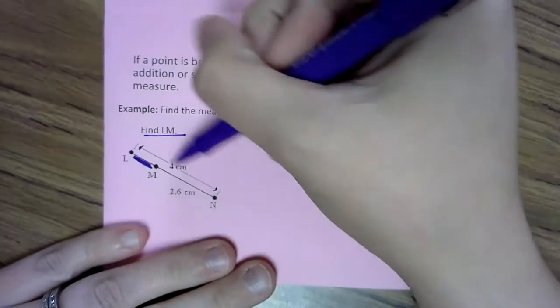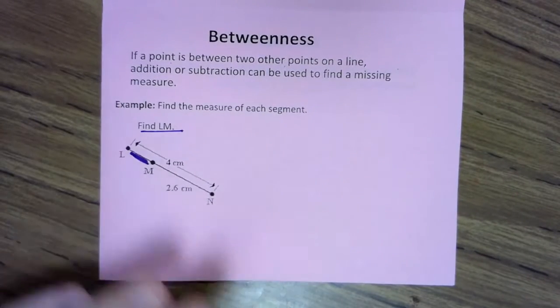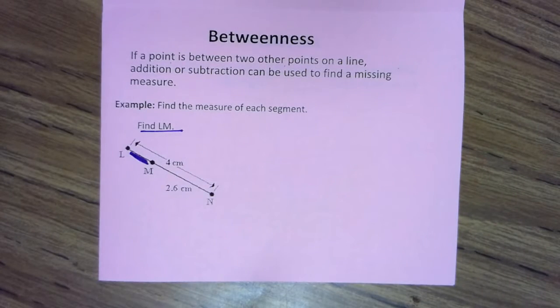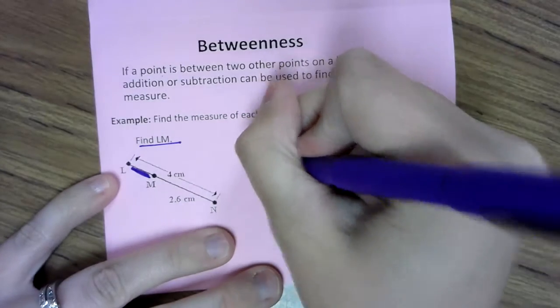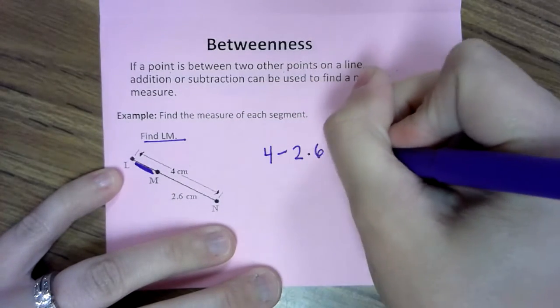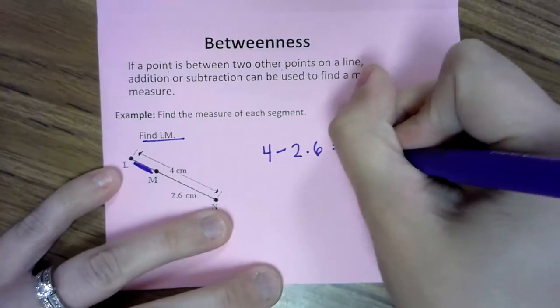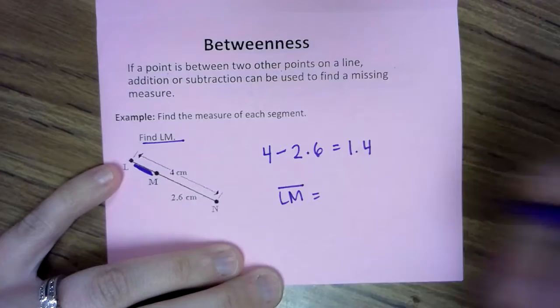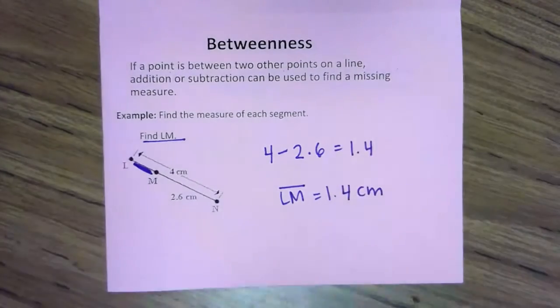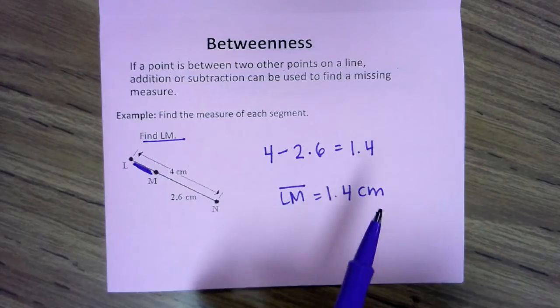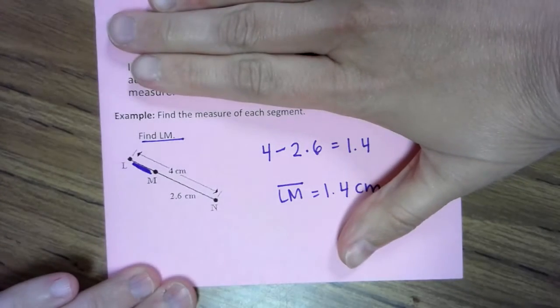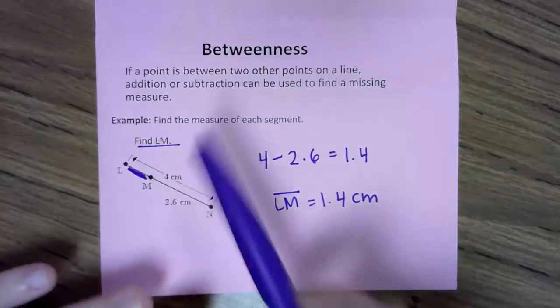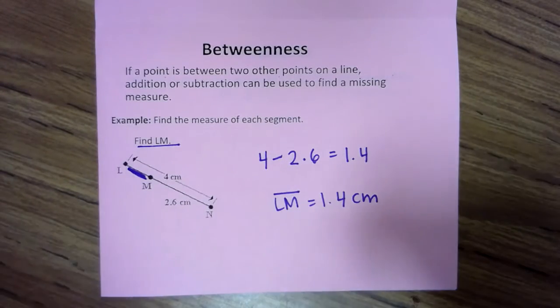It told me the whole distance is 4. This distance is 2.6. Should I add or subtract those? Obviously, I'm going to subtract them. I've got the whole part. I'm going to take away what I've got. And that leaves me with 1.4. So line segment LM is 1.4 centimeters. Okay. Again, that's the one where I could have left off this part, and I think that you could have told me exactly what to do. Okay, so if a point is between two other points on a line, you're going to add or subtract to find the missing information. All right, moving on.